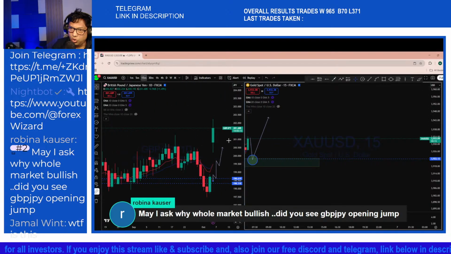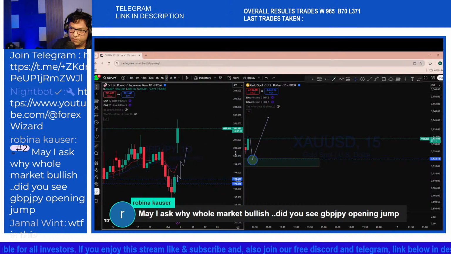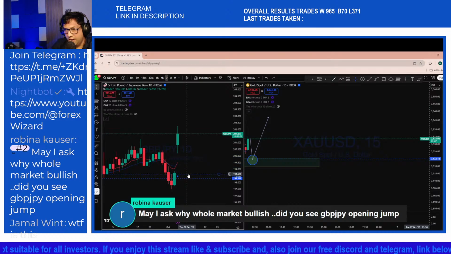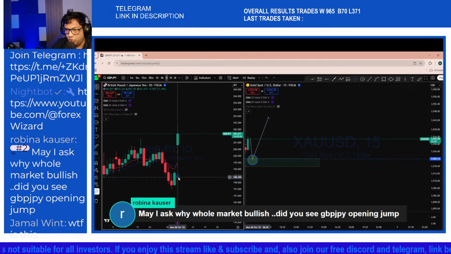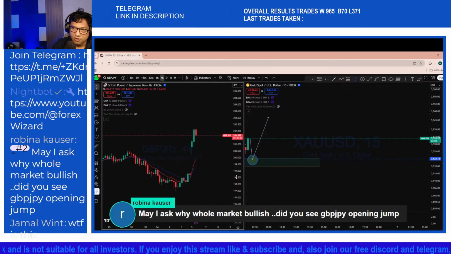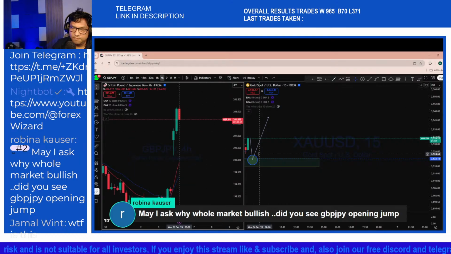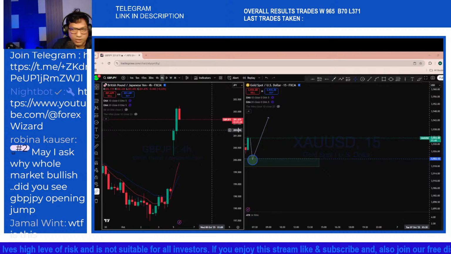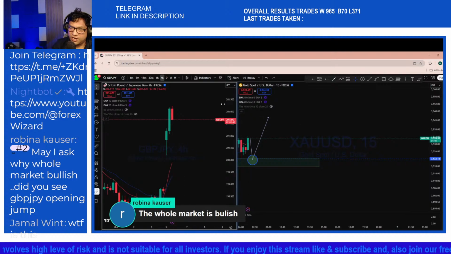Along with gold, we can see that dollar yen and GBPJPY have opened with a massive gap. That gap open has shown that the market on dollar yen as well is potentially remaining bullish in that area. Yeah, this is a completely bullish market structure.